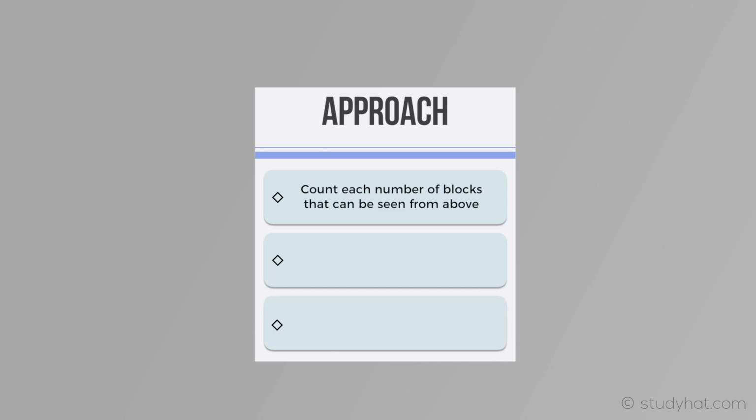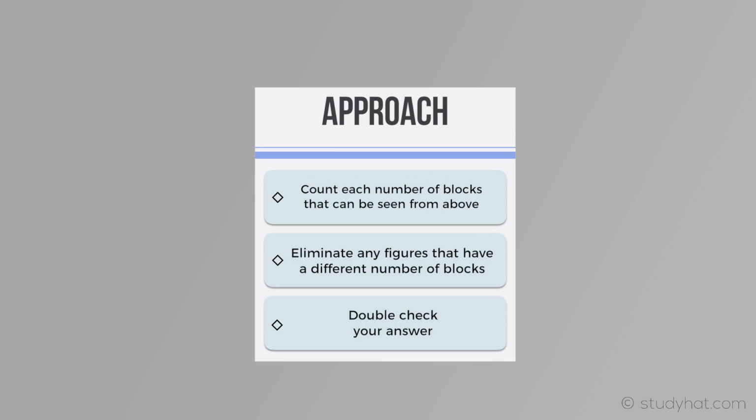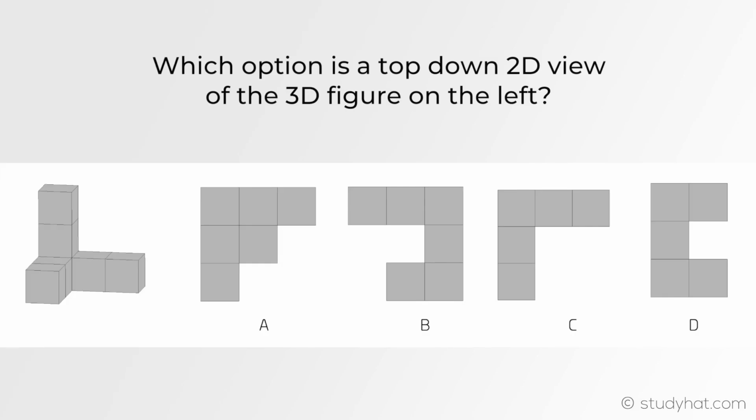Always start by counting each number of blocks that can be seen from above, and then eliminate any figures that have a different number of blocks. Once you get the hang of it, you'll realize all you're really looking for is what is on top and nothing else. The first question says, which option is a top-down 2D view of the 3D figure on the left?